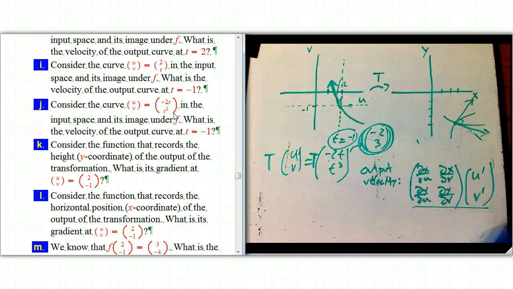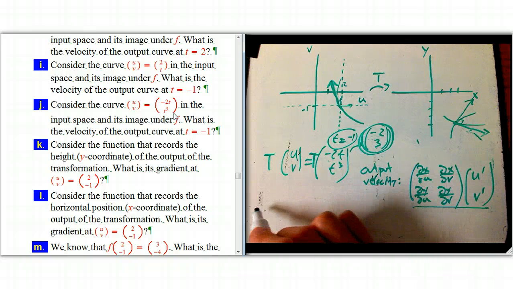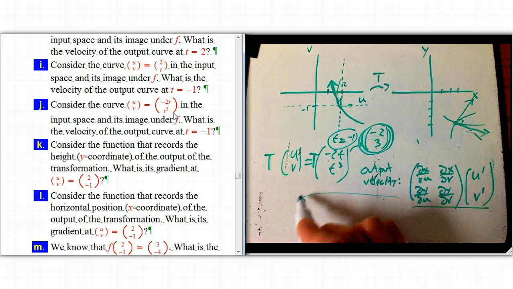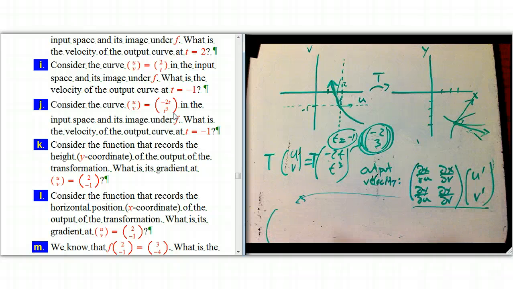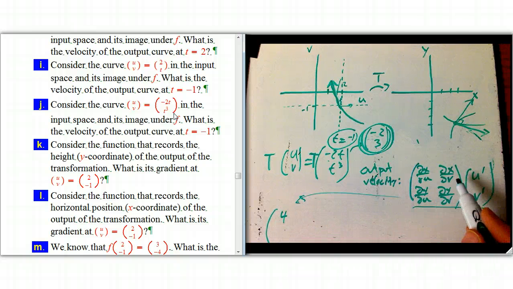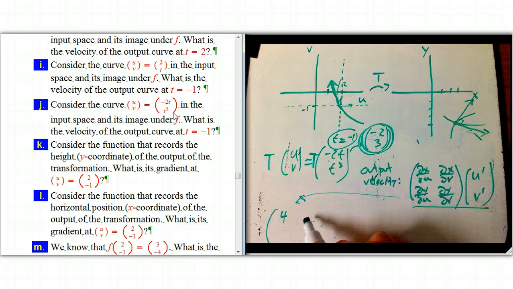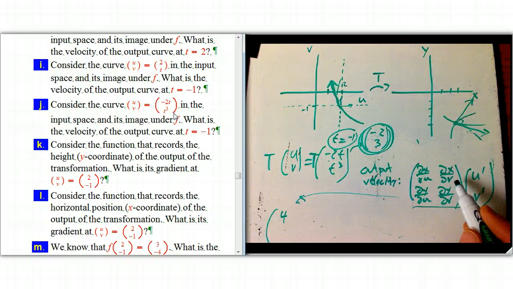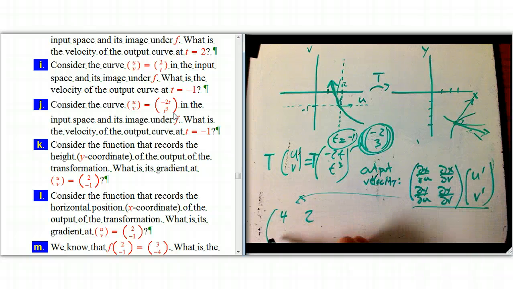And then what were the numbers? I should have saved the numbers. Let's see, so the matrix here: dx du was 2u, so that was 4. dx dv was minus 2v, so that was minus 2. Okay, it was that, and then times (minus 2, 3).